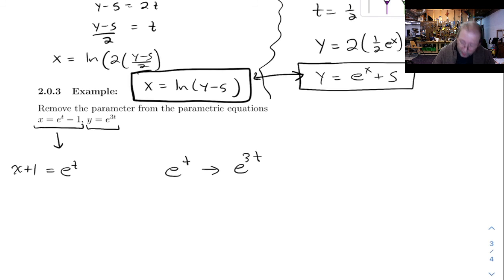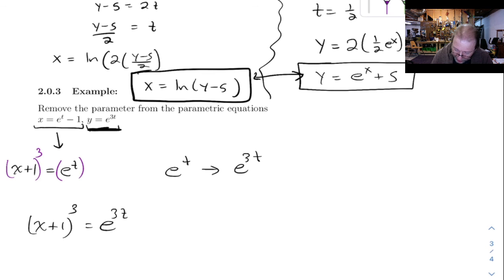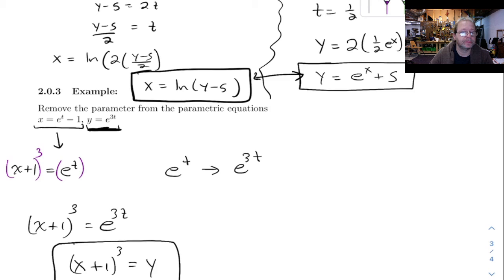Well, you cube it. Whenever you cube something, that triples the exponent. So if I cube both sides of this over here, what I get out of it is x plus 1 quantity cubed equals e to the 3t. And this over here says e to the 3t is equal to y. So I get x plus 1 quantity cubed equals y. All right, that's it.